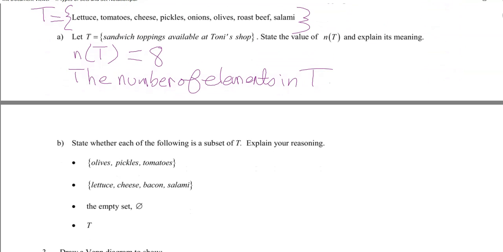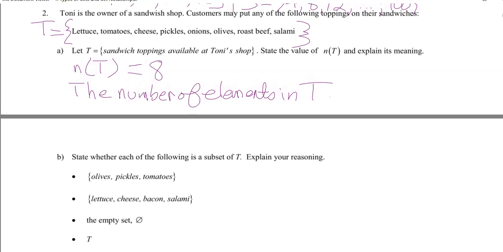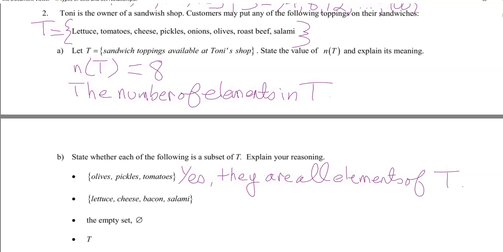So, state whether each of the following is a subset of T. Is olives, pickles, tomatoes a subset of T? Yes or no? Yes. Why is it a subset? Yes, they are all elements of T. Just remember, an element is one of the members of the set. They are all elements of T.